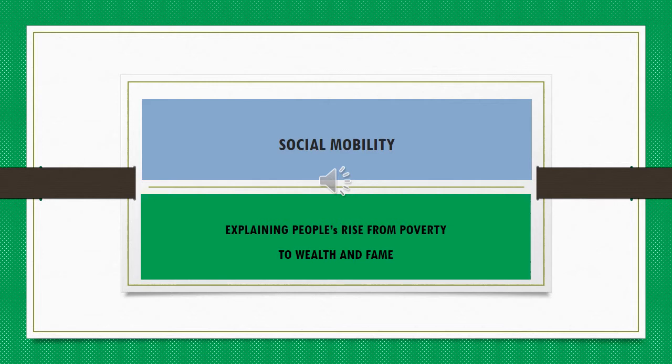A closed system is a system in which there is very little change, if any, in people's social position. So that if you're born poor, you're likely to remain poor, and your generation is likely to remain poor. This is because such societies do not allow people to move from one social status to another.